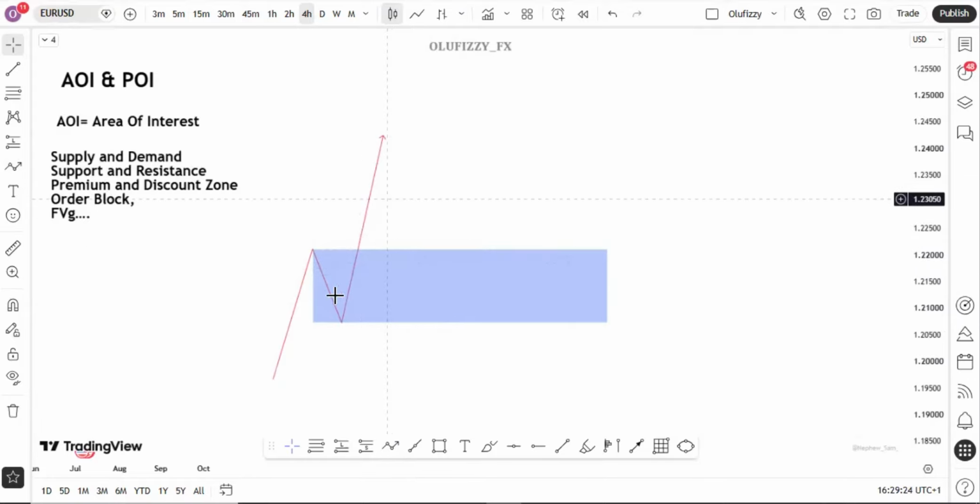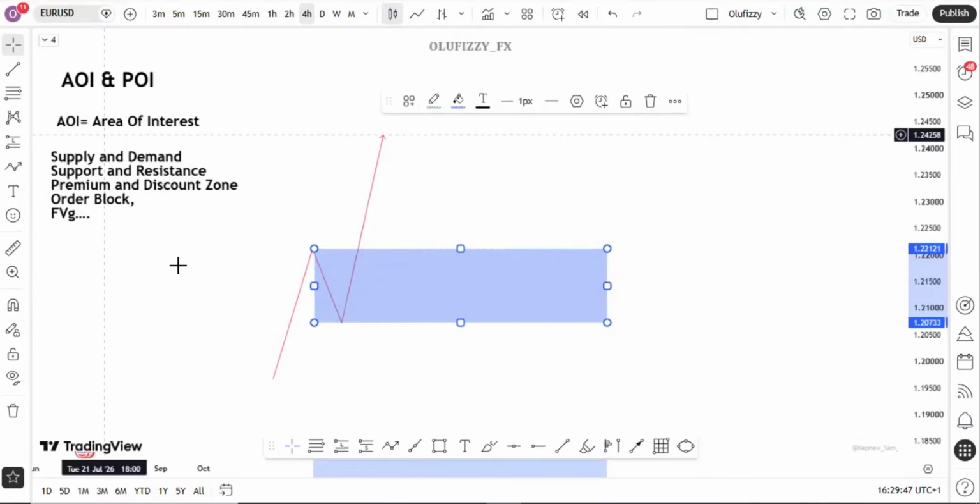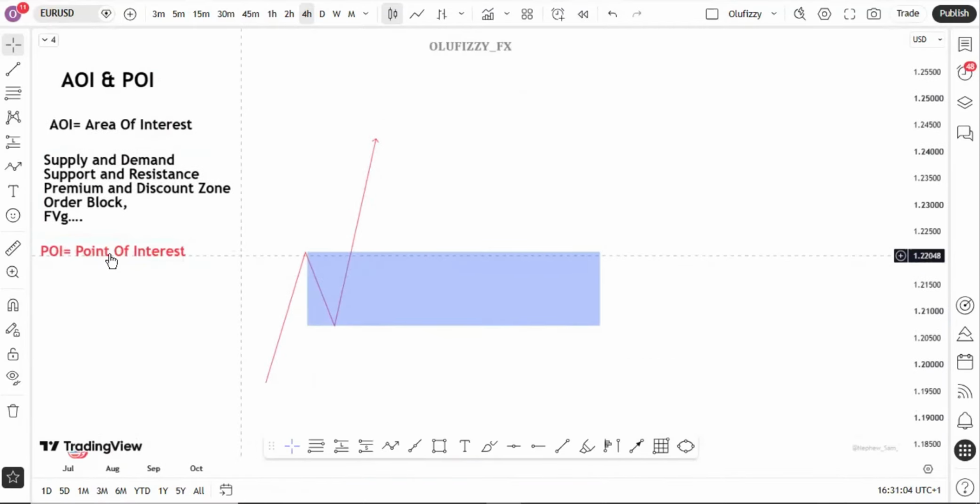You can also consider it as a neighborhood, not a house. In a neighborhood, you have many houses, but you focus on that entire neighborhood, not just a house. So that is what area of interest means. And that now takes us to POI, which is point of interest. So POI means point of interest.